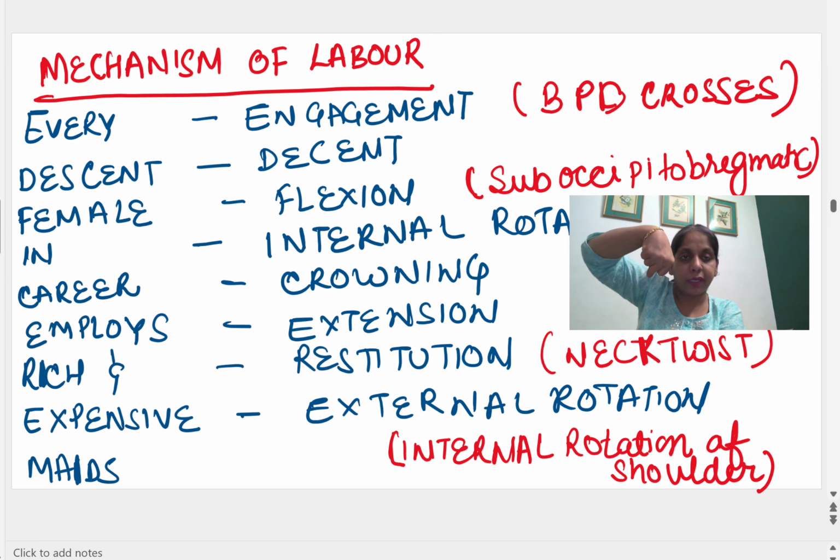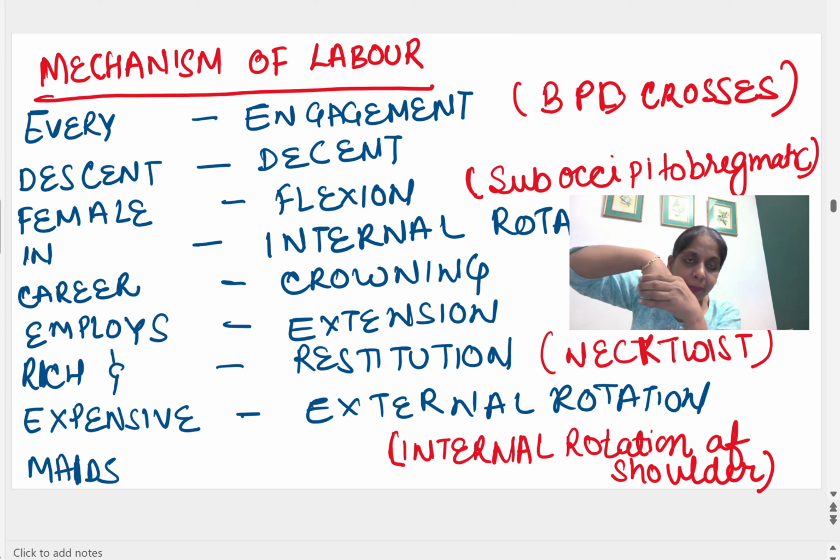Once again, suppose this is the fetal head. First of all, the biparietal diameter is the transverse diameter. When this enters the pelvis, biparietal, it is engagement, then it flexes. Now the diameter becomes suboccipitobregmatic.